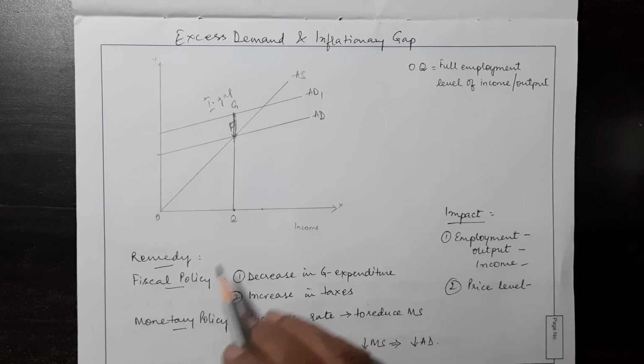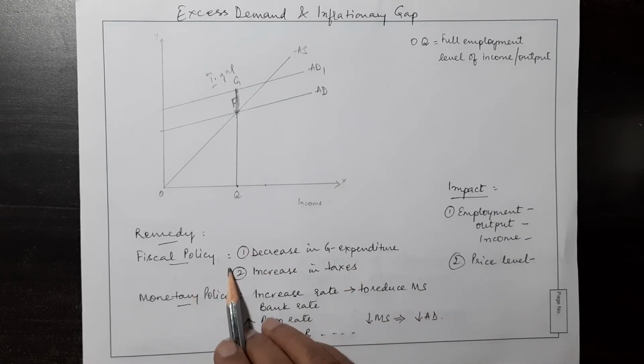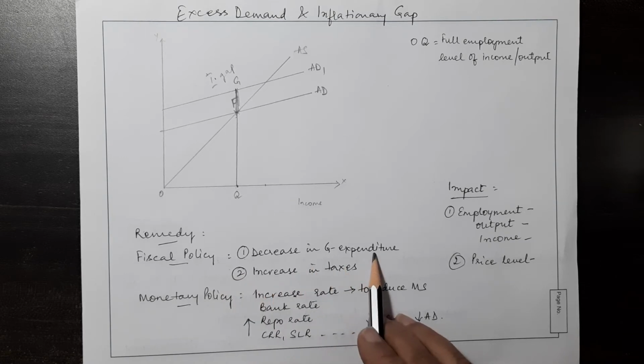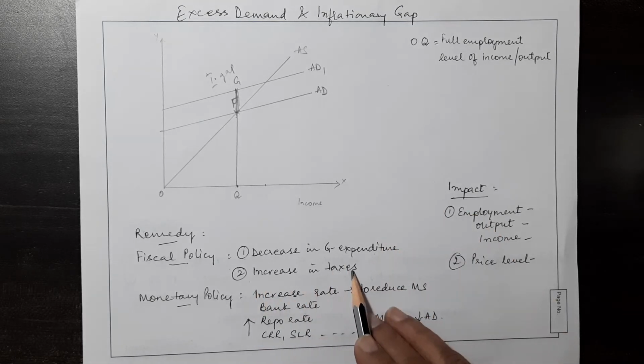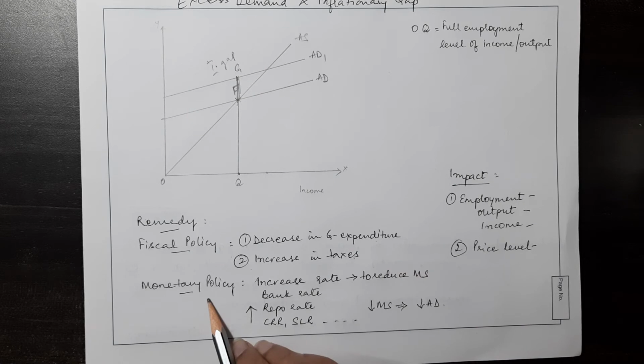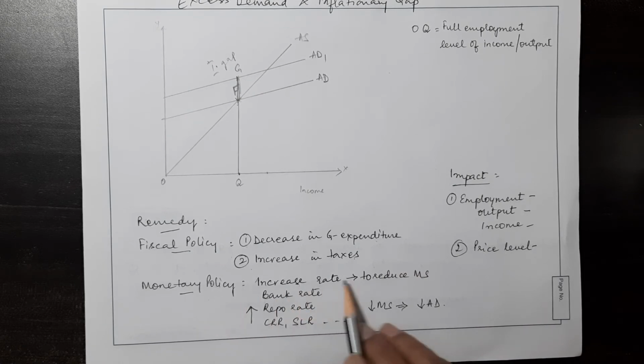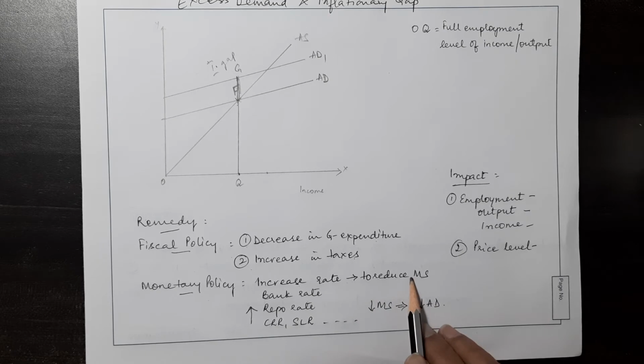So what are the remedies to tackle this situation? Fiscal policy first, which is brought out by the government, that is a decrease in government expenditure, which would reduce the money supply in the hands of the public so that the aggregate demand goes down. Then an increase in taxes reduces the personal disposable income, and so the aggregate demand will fall. And monetary policy brought out by the RBI, that is an increase in the rates to reduce the money supply in the economy. Rates like bank rate, repo rate, CRR, SLR, margin requirement on loans, etc. When you increase these rates, the money supply automatically falls. So this would reduce consumption and hence the aggregate demand comes down.